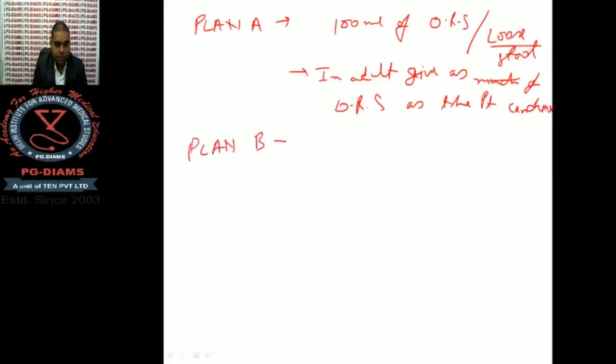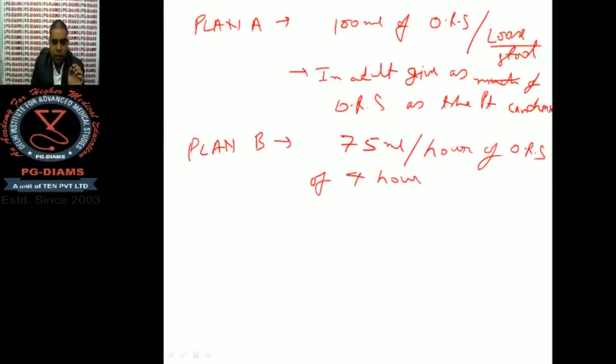In plan B, you will give 75 ml per hour of ORS for 4 hours. And what will you do after 4 hours? Again after 4 hours you will do the skin pinch test. You will look at the appearance and the thirst of the child, and you will classify the child as needing treatment according to plan A, plan B or plan C. Okay. But what is in plan C?